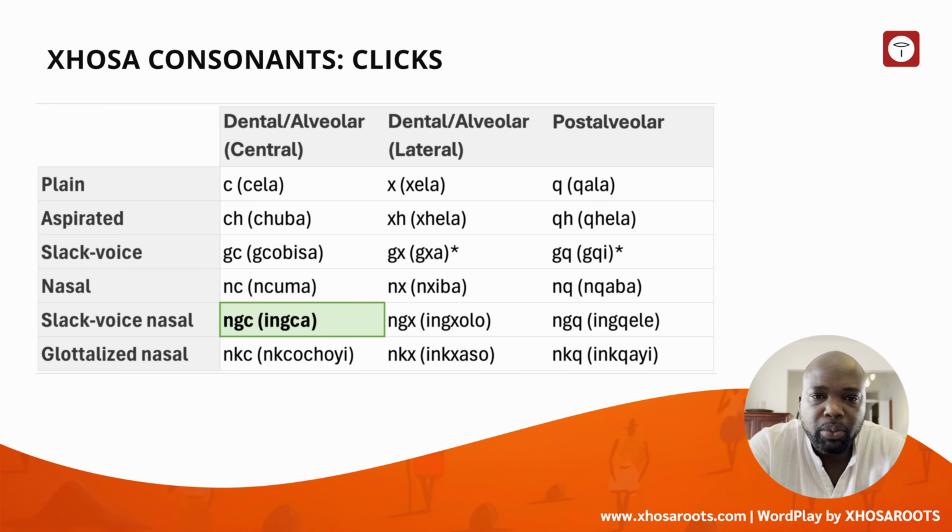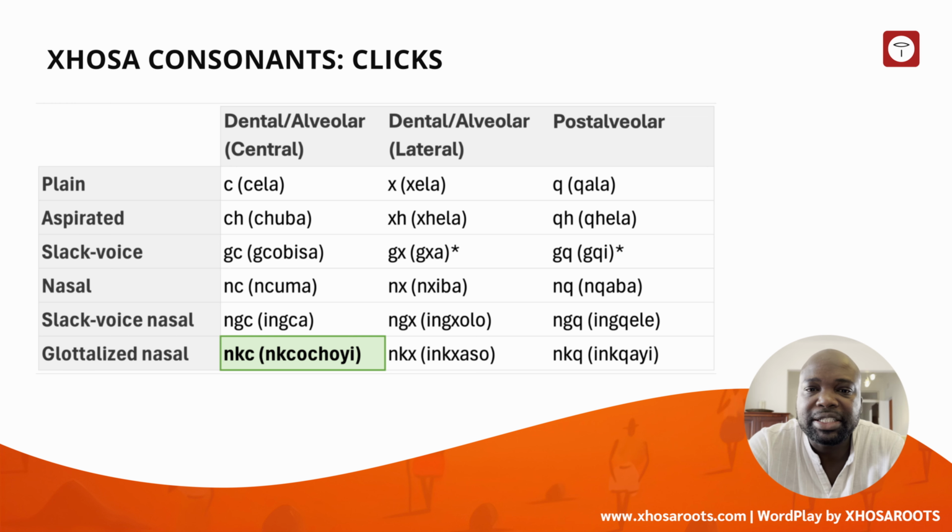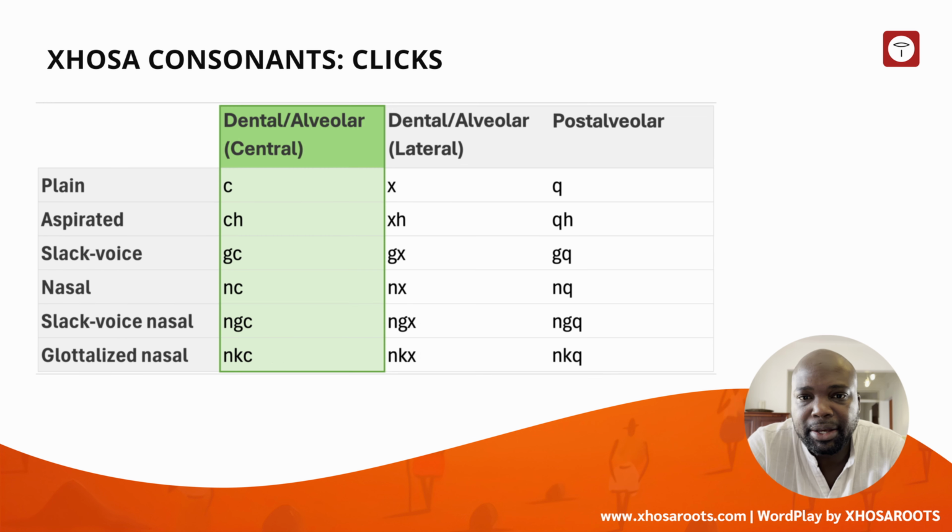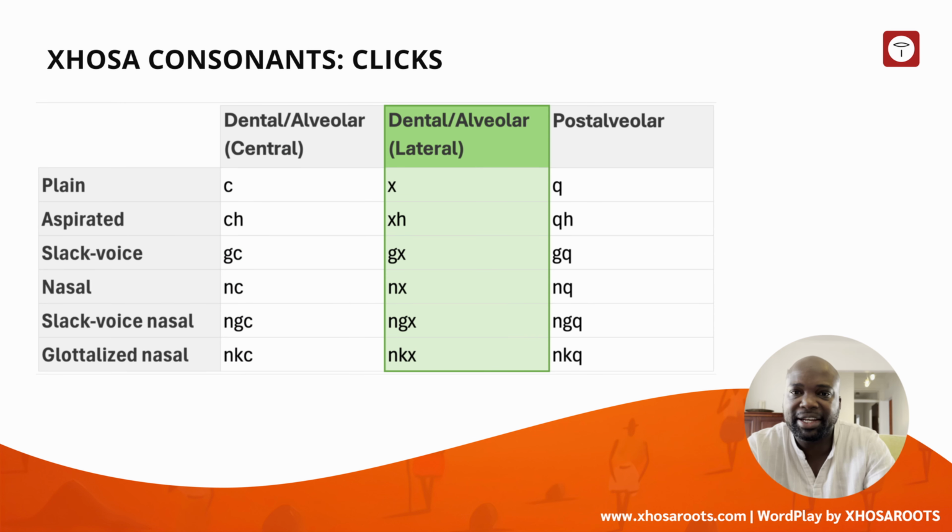And then lastly, we have the glottalized nasal, as in incl, which is a peak, like a mountain peak, for example. So this is the group of 6 dental central clicks: plain, aspirated, slack voice, nasal, slack voice nasal, and glottalized nasal.